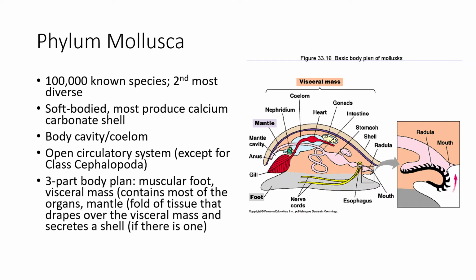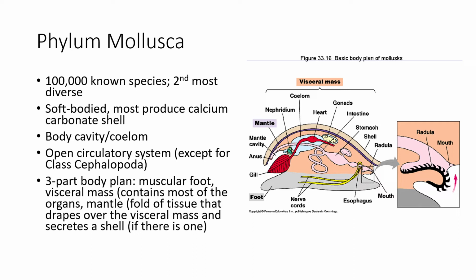Your mollusks. This is the second biggest phylum as far as animals are concerned. 100,000 known species. There's a lot of variation. But what is most unifying as far as phylum Mollusca is they're soft-bodied, and most of them have this carbonate shell. Most of them do. Some of them have reduced ones, or a few have lost that. Open circulatory system, and they're known for this three-part body plan. They have a muscular foot, a visceral mass where most of the organs are, and the mantle, which is where you have the shell that's secreted.